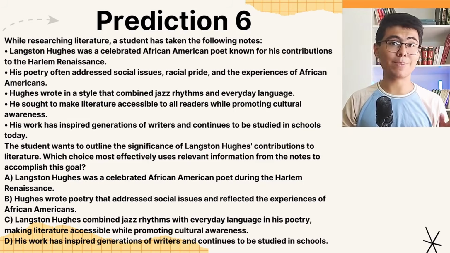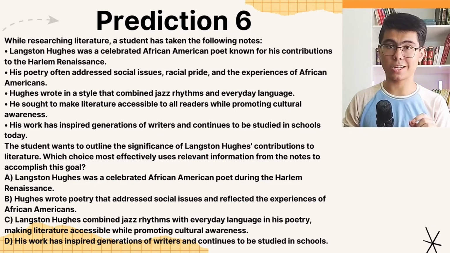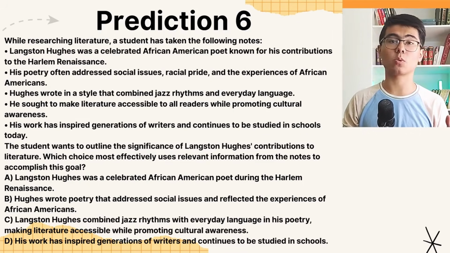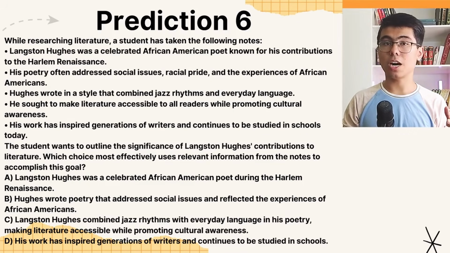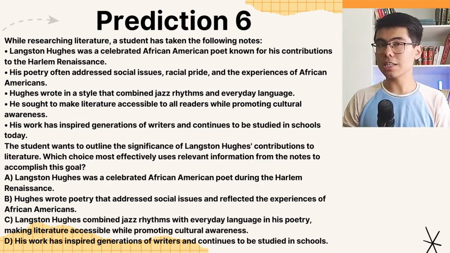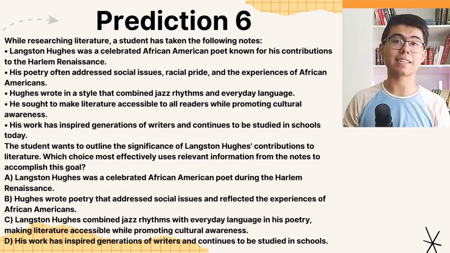Therefore, choice C is the best one here because it directly addresses the significance of his contributions to literature rather than just stating facts or later influence. And if you're confident, you can skip the last step when you're in a rush, but checking notes can help you in the second module.